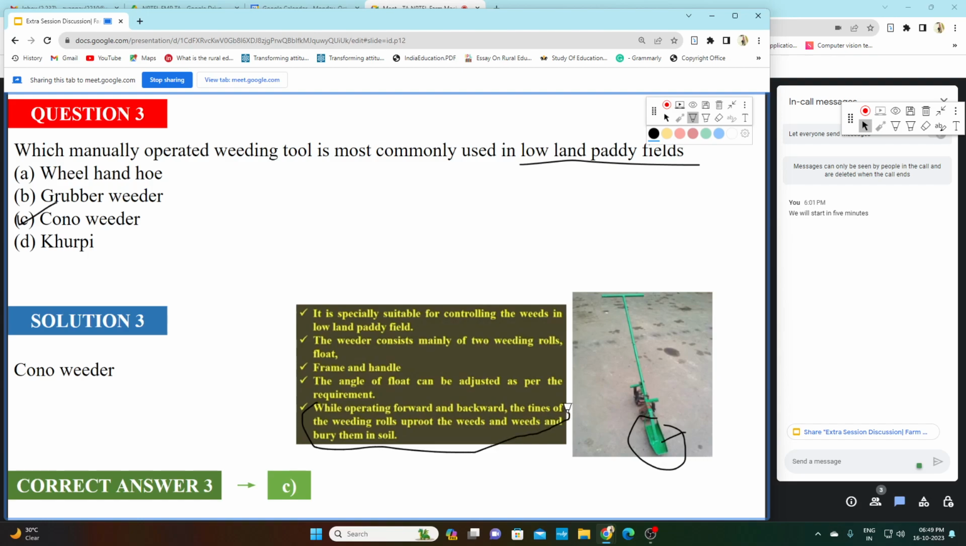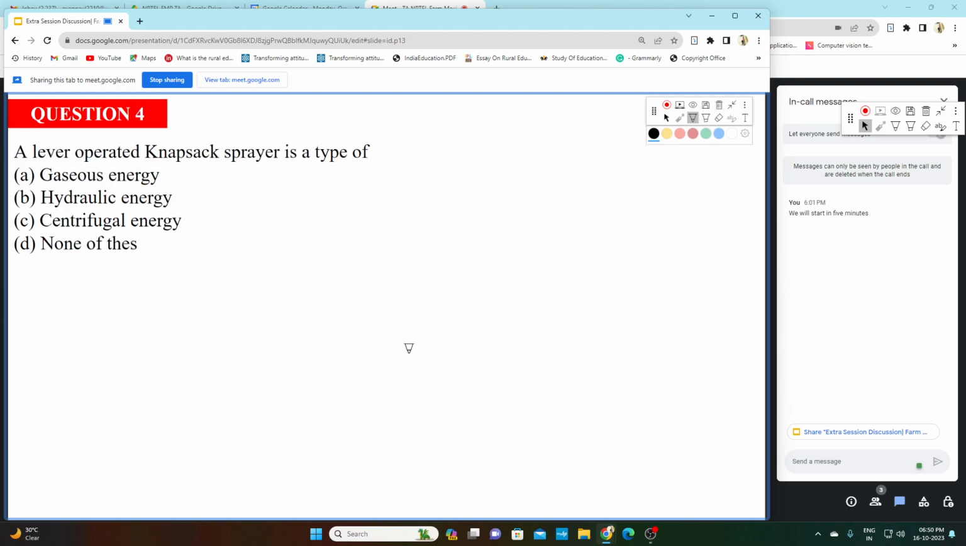This is the function of any weeder. This is not important, but for the cono weeder you have to only remember that it is a weeder applied for weeding operation in lowland paddy fields. Also it has one important component, that is the float. This float will help your weeder to not sink into the ground. This is all about the third question.